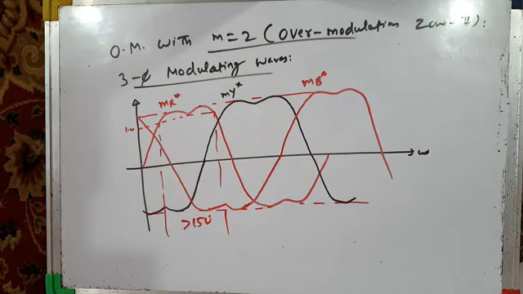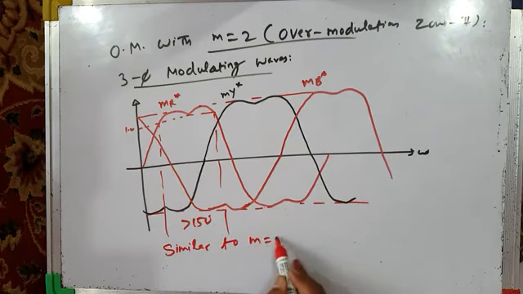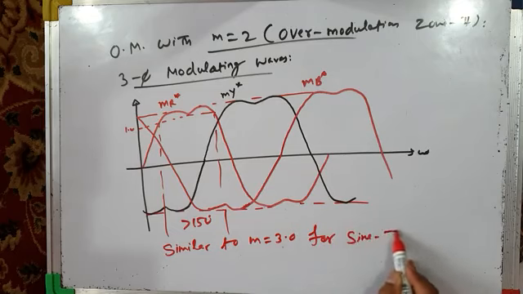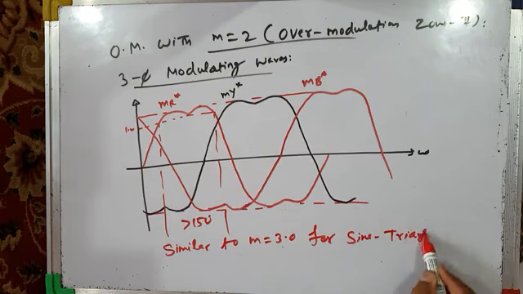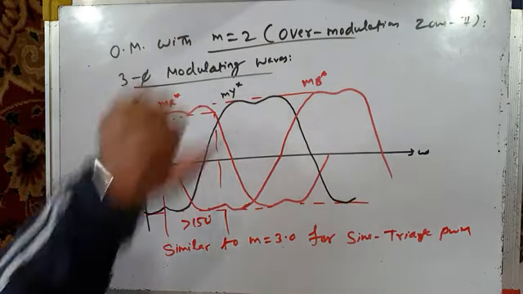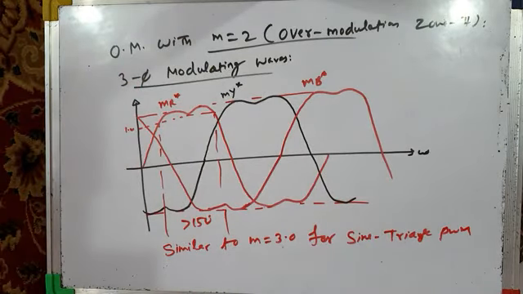This is similar to modulation index equal to 3 for sine triangle PWM. So m equal to 2 for conventional space vector based PWM will give same results as m equal to 3 for sine triangle PWM as far as over-modulation is considered.